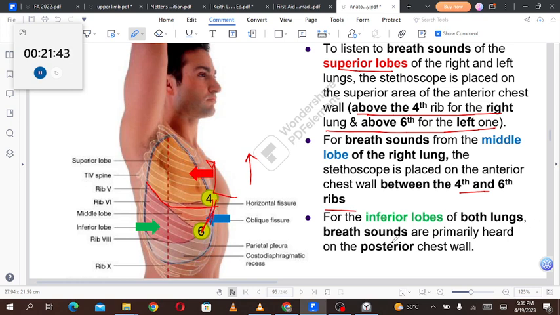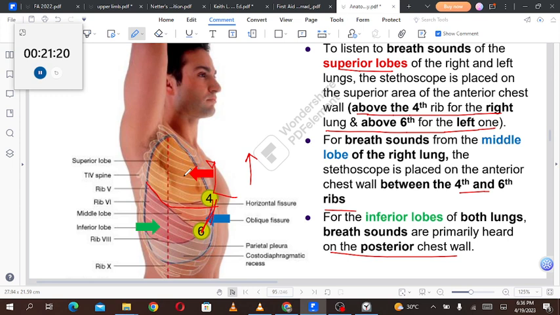For the inferior lobe of both the lungs, breath sounds are primarily heard on the posterior chest wall. So inferior lobes are auscultated posteriorly, while the superior and middle lobe can be auscultated anteriorly. The superior lobe on the right side should be auscultated above the fourth intercostal space. On the left side, it must be auscultated above the sixth intercostal space, right?